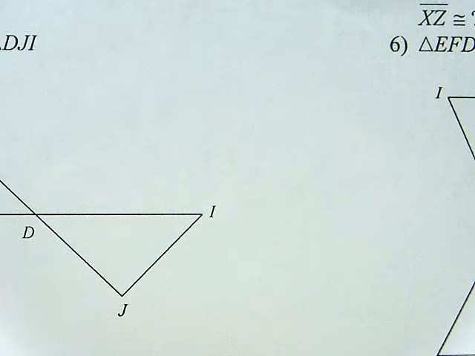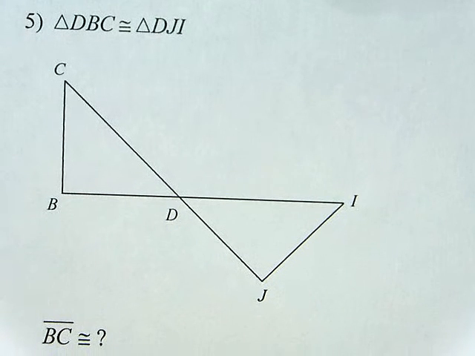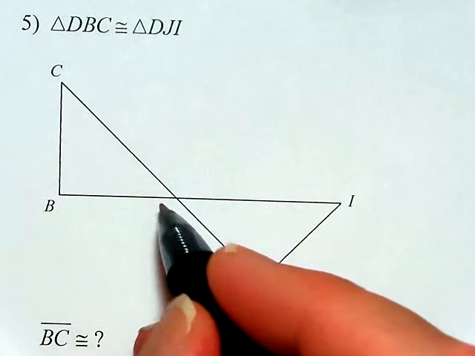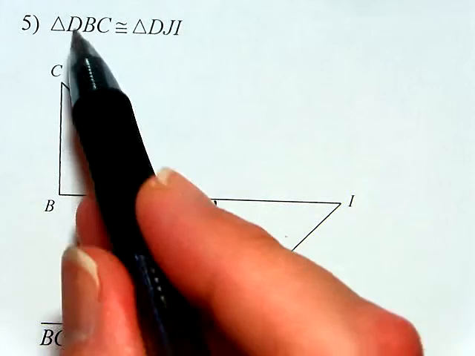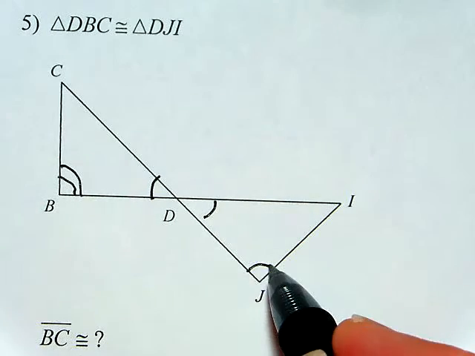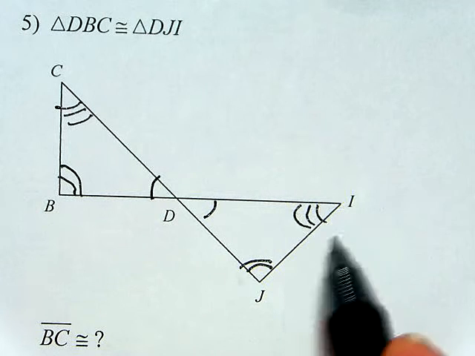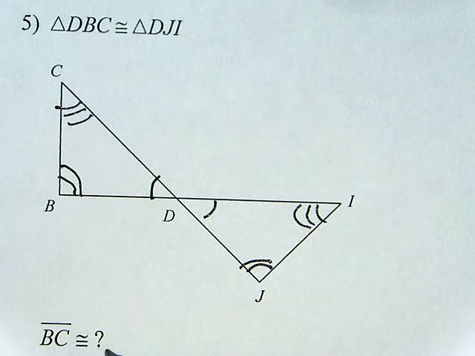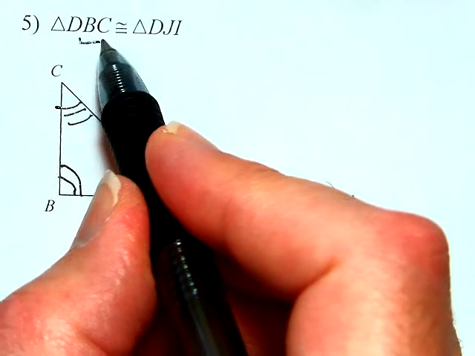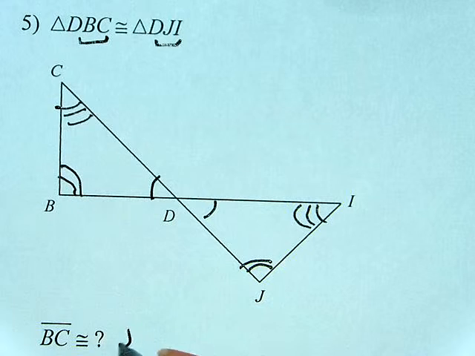Let's look at problem 5. Problem 5 tells us that triangle DBC is congruent to DJI. So DBC is this one. So the D angles are congruent. B and J are congruent. And C and I are congruent. So BC, or side BC, is congruent to, well, I could go back to my notation and I could notice that pretty easy to tell BC is going to be congruent to JI, right?